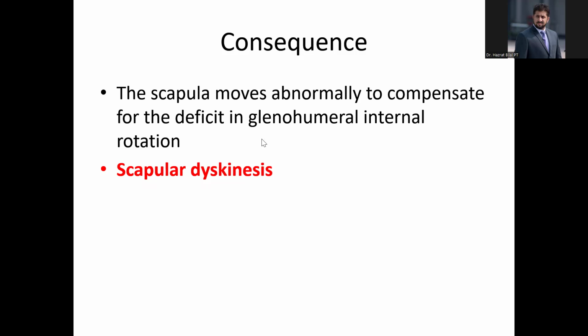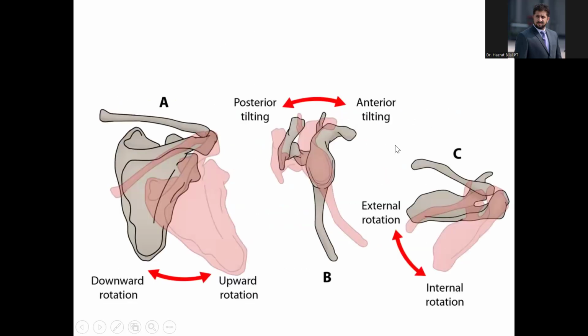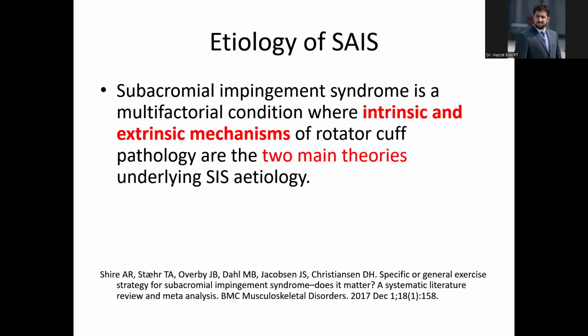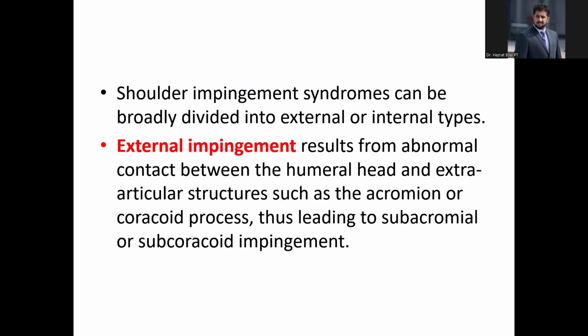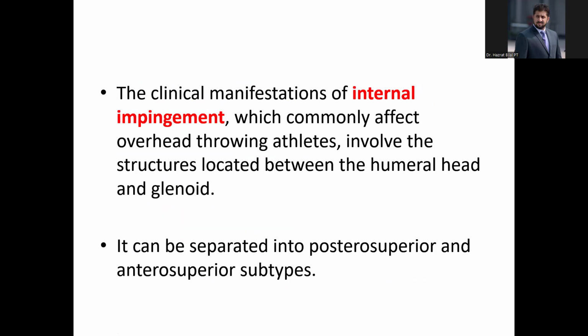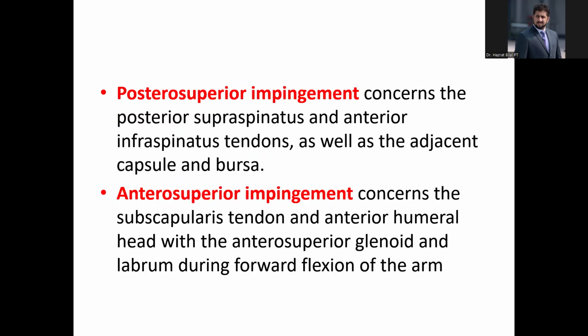Let's review what we discussed in the previous session. We started with the term subacromial impingement: what is subacromial impingement? Then we discussed the internal and external types of impingement. We then discussed the two types of internal impingement: the posterior superior and anterior superior impingement syndrome.